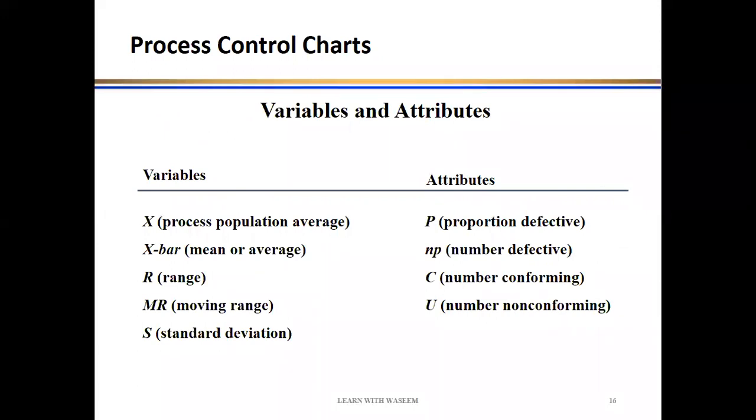The range chart, moving range chart, or standard deviation chart. These are the charts that we can use for variables, for example, height or volume, as we have discussed. For attributes, we can use the proportion defective P, or NP, the number defective, or the number conforming and the number non-conforming.